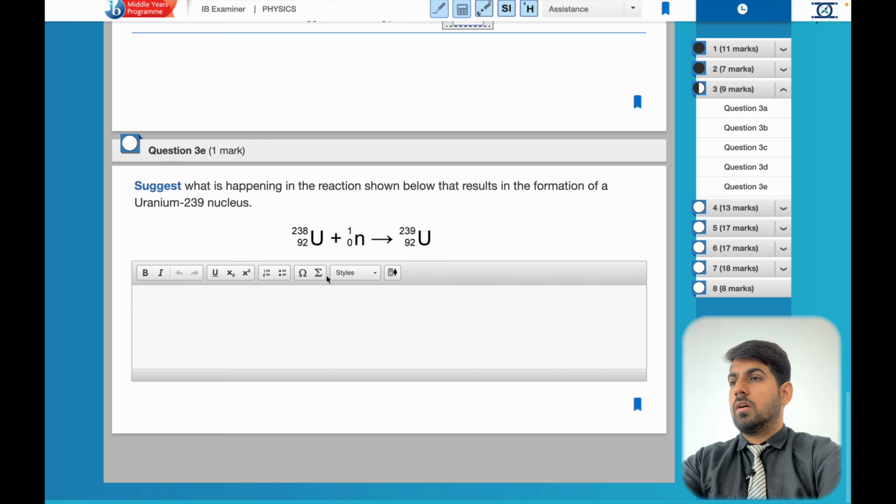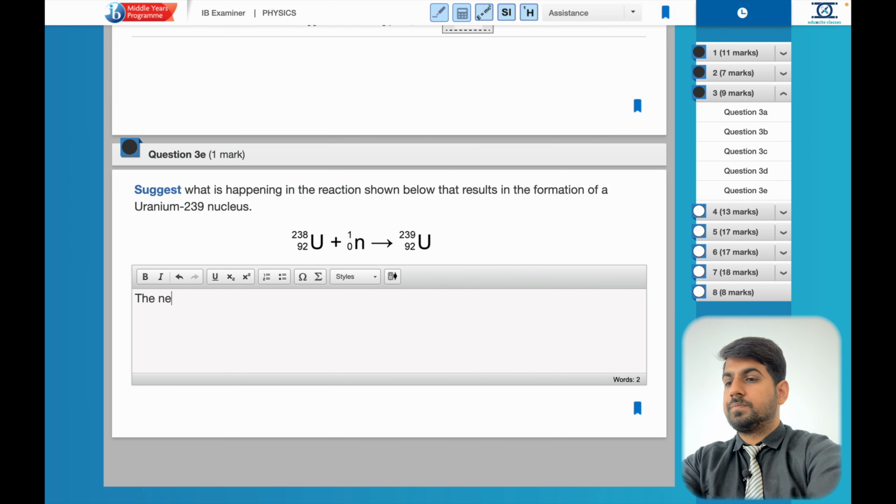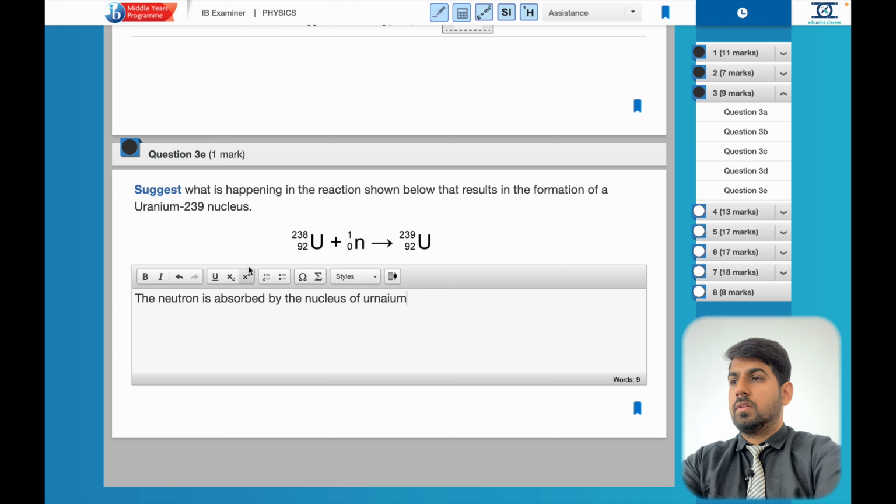Okay, now question 3E, suggest what is happening in the reaction shown below. So you can see the uranium and the neutron is absorbed by the nucleus of uranium. There is nothing else given, so we are not supposed to comment on what else has been formed, but we can comment on what reaction is taking place. The neutron is absorbed by the uranium in order to initiate the nuclear fission process.